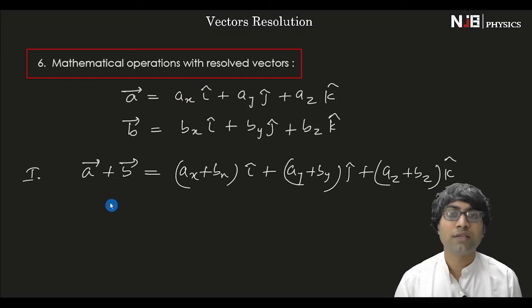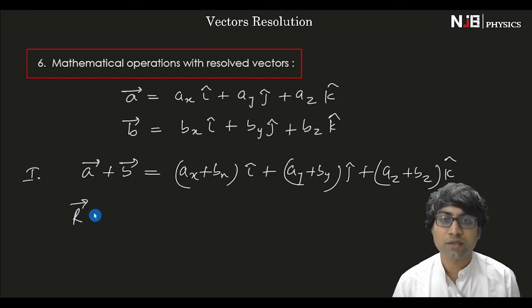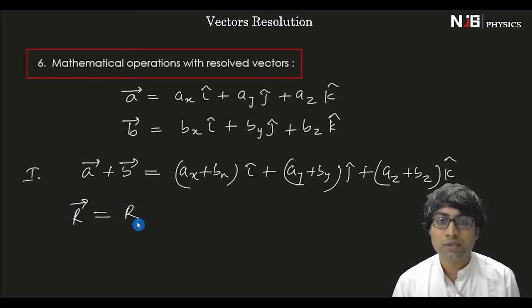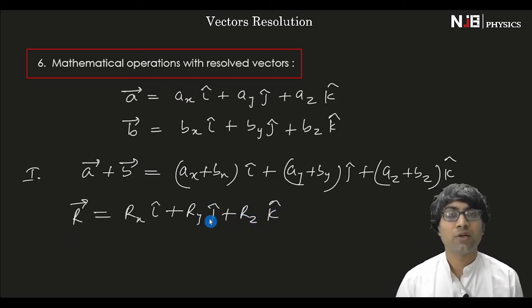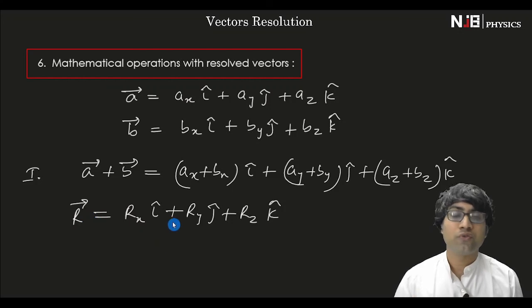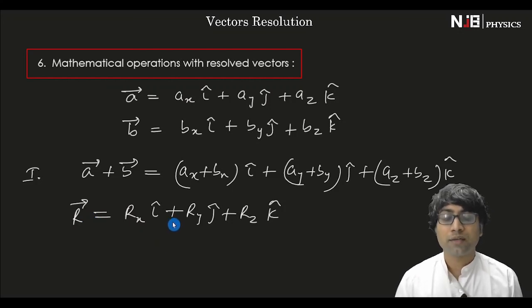And in fact, if we call this a vector plus b vector the resultant vector, or we can call it by some other name, let's say c vector, then it is equal to rx i cap, where rx is ax plus bx, plus ry j cap plus rz k cap. So this is going to be the resultant vector of a vector and b vector. Now if you want to know the magnitude, we have already seen the formula would be under root of rx square plus ry square plus rz square. If you want to know its direction, you can find the direction cosines. If you want to find a unit vector in the direction of this r vector, you can also find that. We already talked about that formula.